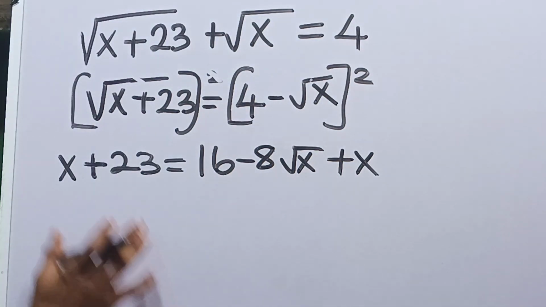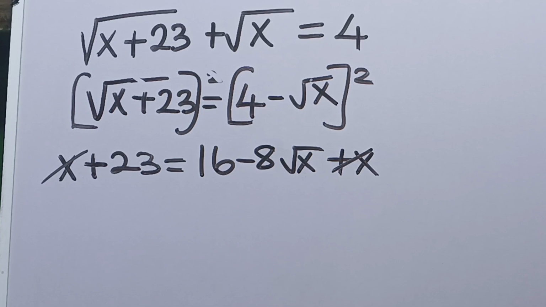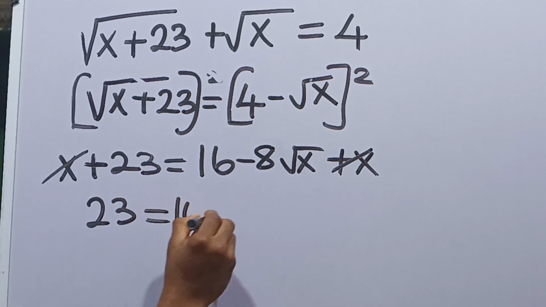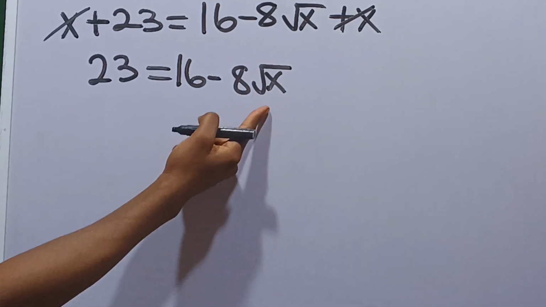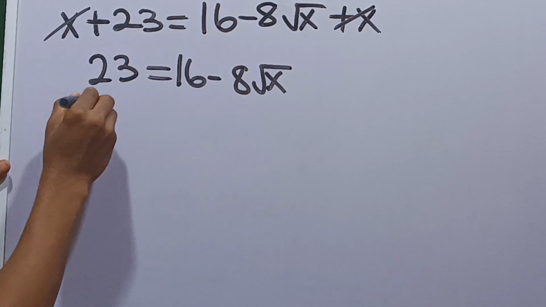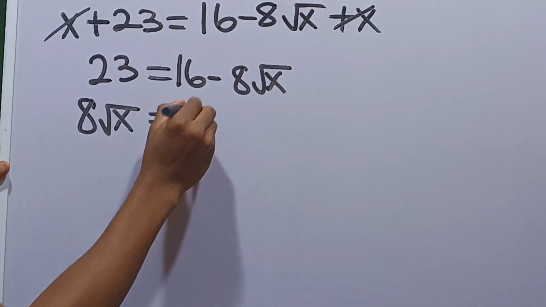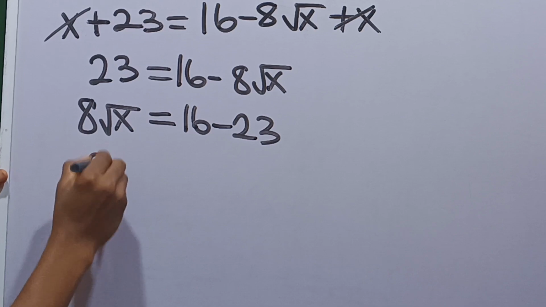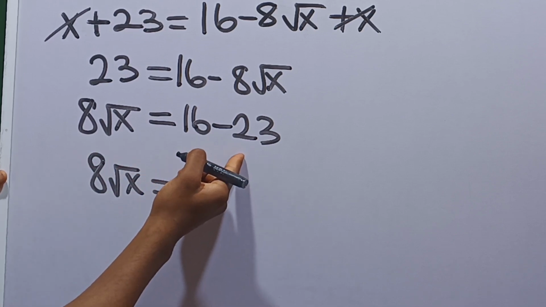Okay, comparing this equation, you can see that x can strike out x on this side, such that we have 23 is equal to 16 minus 8 root x. Okay, now let's isolate this 8 root x and make it positive. So we bring 8 root x to this side, so we have 8 root x coming to this side becoming positive is equal to 16 minus 23. Now we have 8 root x to be equal to 16 minus 23 is negative 7.